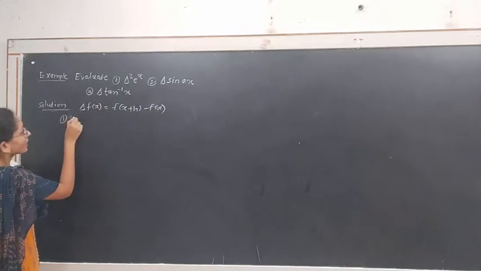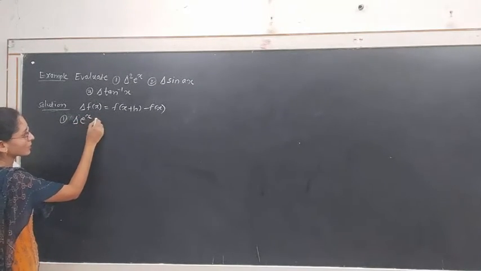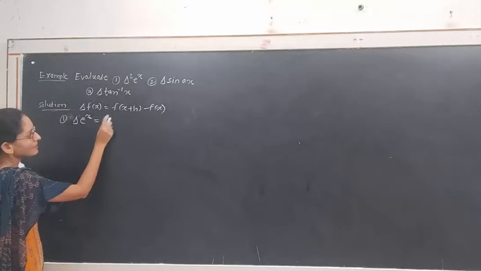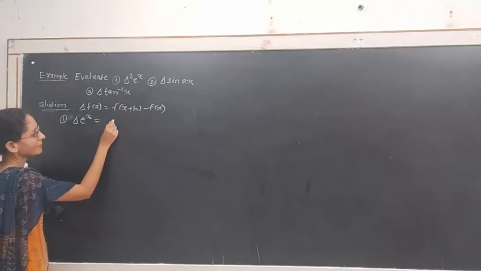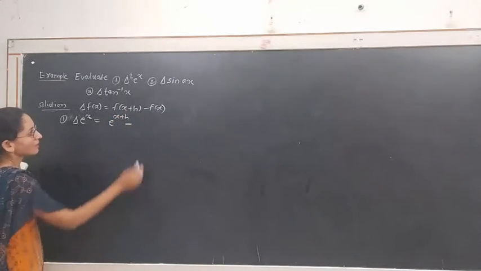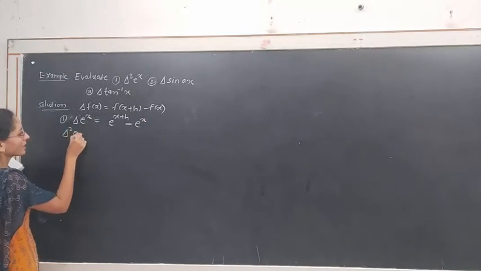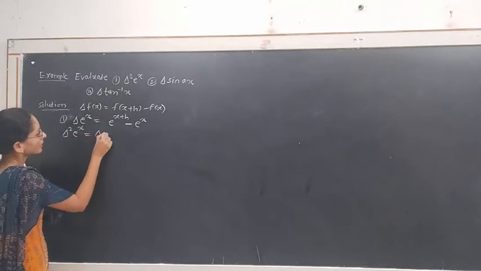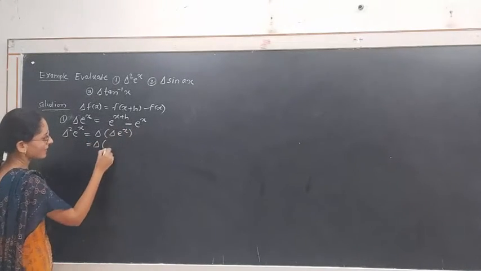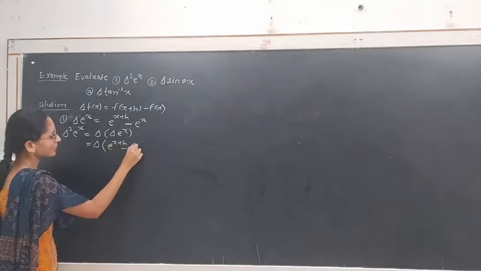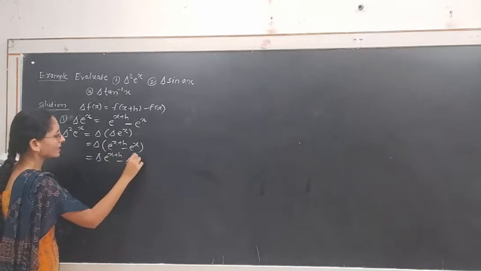In the first example, consider del e raised to x. Here f of x is equal to e raised to x. Hence, in this function, replace x by x plus h. We get e raised to x plus h minus f of x, which is e raised to x. Now we find del square e raised to x. This is equal to del of del e raised to x, which is del of e raised to x plus h minus e raised to x, which is equal to del e raised to x plus h minus del e raised to x.